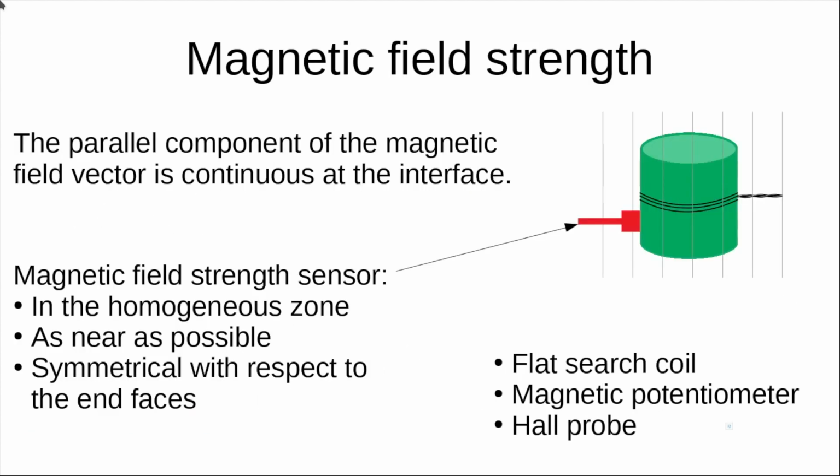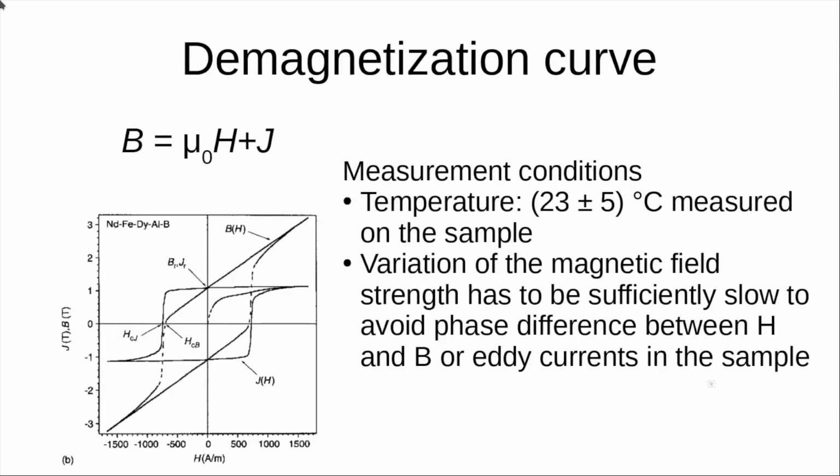The measurement of the magnetic field strength relies on the continuity of the parallel component of the vector at the interface. This allows placing a sensor near the sample with some geometrical criteria. The sensor can be a flat search coil, a magnetic potentiometer, or a Hall probe. The demagnetization curve has to be measured at a controlled temperature, and the variation of the magnetic field strength has to be sufficiently slow to avoid phase difference between H and B, or eddy currents in the sample.